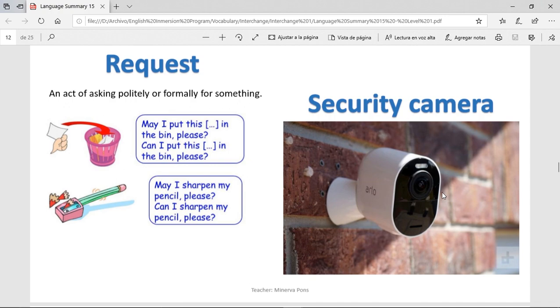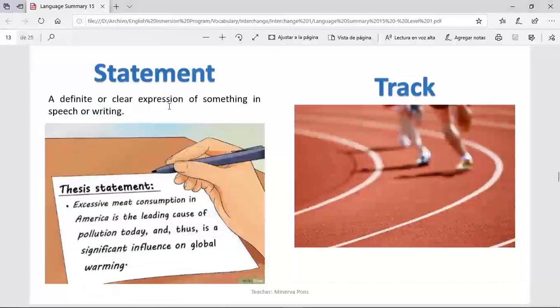A security camera. This is a camera for security. It watches everything. And statement, a definite or clear expression of something in speech or writing. Basically, a statement is just like a sentence that says something that's supposed to be true, okay? For example, a thesis statement can be excessive meat consumption in America is the leading cause of pollution today and thus is a significant influence on global warming.